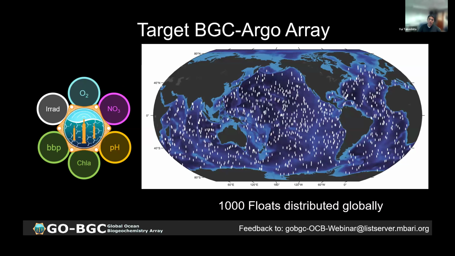This is what a target BGC Argo array of 1,000 floats distributed globally looks like. This is a hypothetical, randomly placed 1,000 floats. Each little white tick is a BGC float, and the BGC implementation plan calls for 1,000 floats that have at least 4 parameters of the 6 that are currently available: oxygen, nitrate, pH, chlorophyll A fluorescence, backscatter, which is a proxy for particulate organic carbon, and downwelling irradiance.